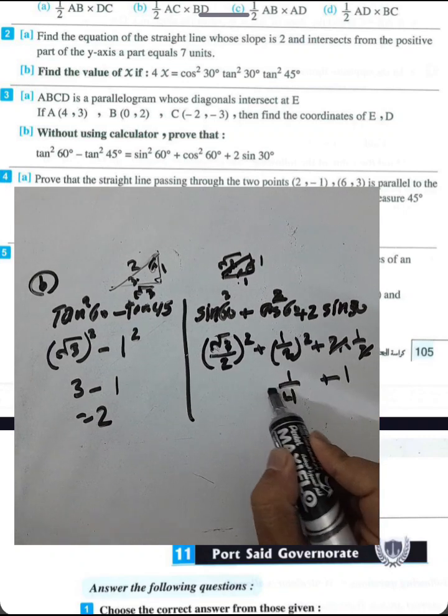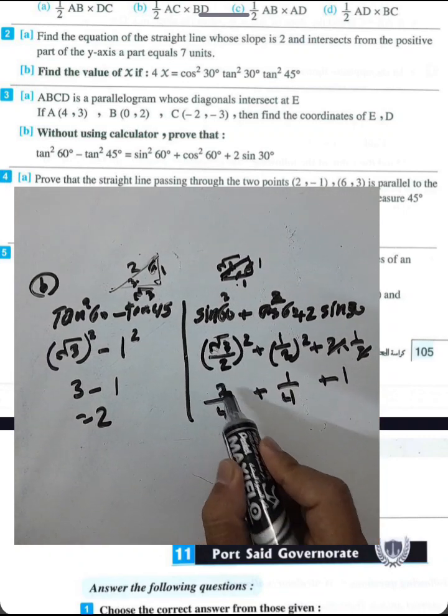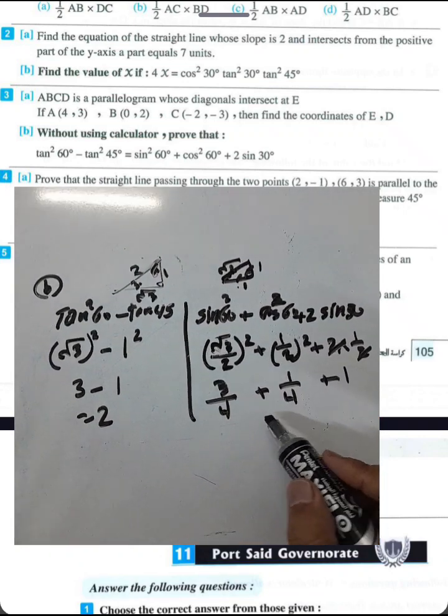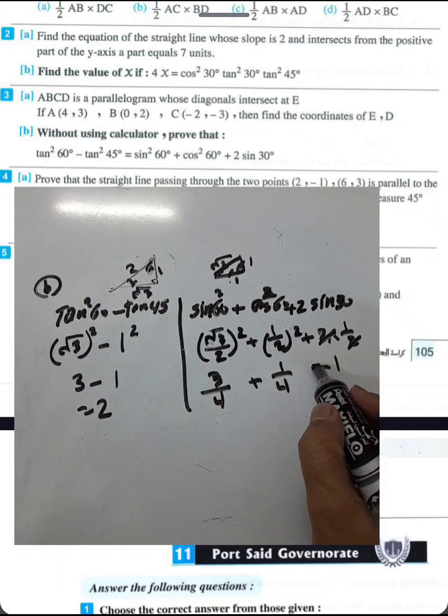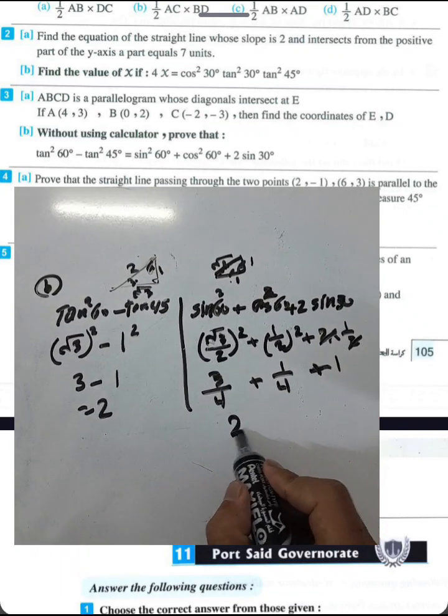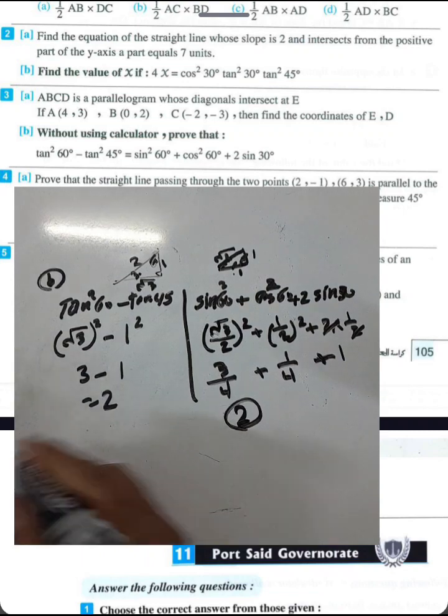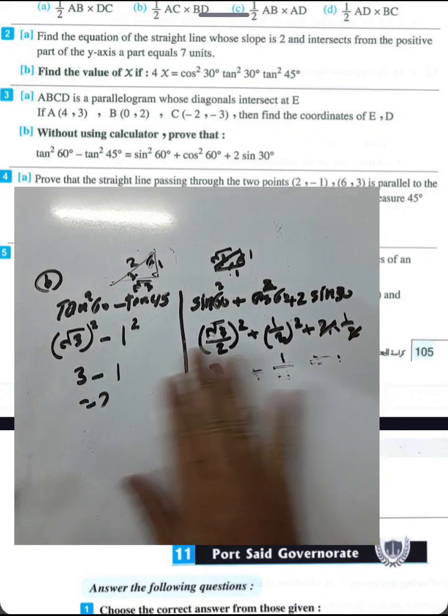And here one fourth, and here 3 over 4. 1 fourth plus 3 over 4, the result will be equal to 2, then the left hand side will be equal to the right hand side.